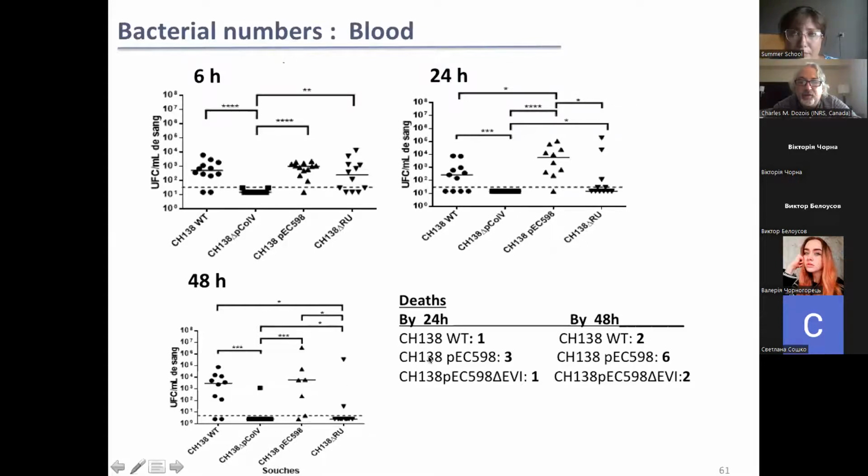where we had, with this new plasmid with the unique virulence region, 6 that had died by 48 hours. So it's actually killing them compared to the wild type strain with the conventional plasmid, where we had 1 death and just 2 by 48 hours. Here we had up to 6.